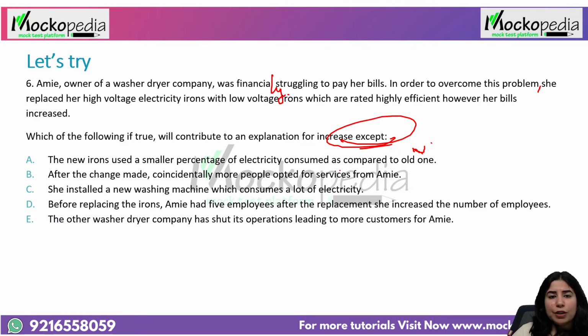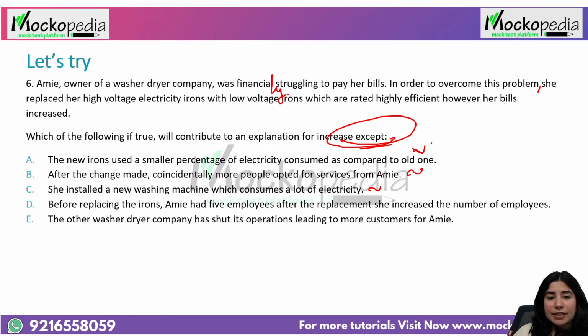After the change made, coincidentally, more people opted for services from Amazon. So this can explain that more people were coming, so the electricity charges, I mean consumption, increased. She installed a new washing machine which consumed a lot of electricity. This can be another reason why the bills increased.